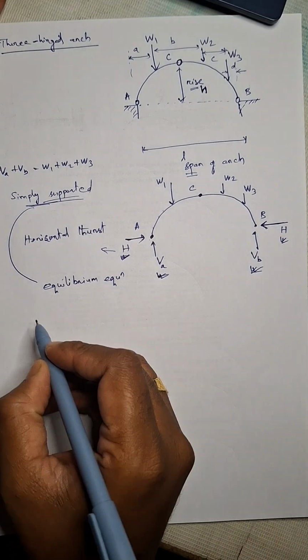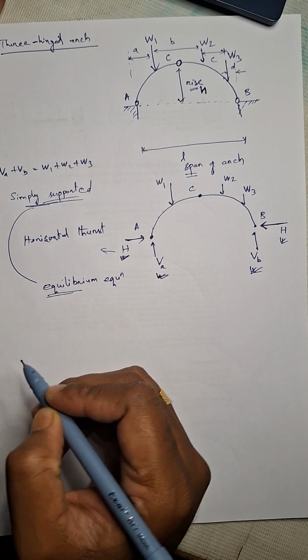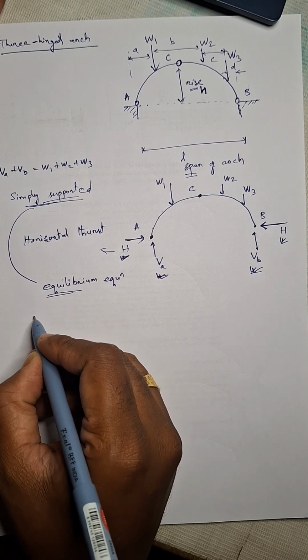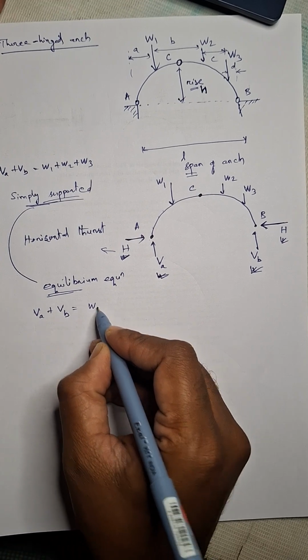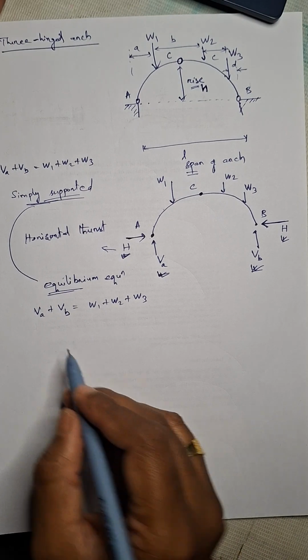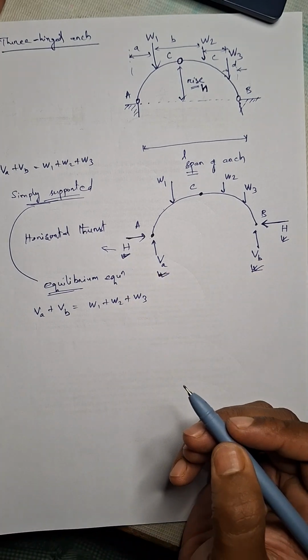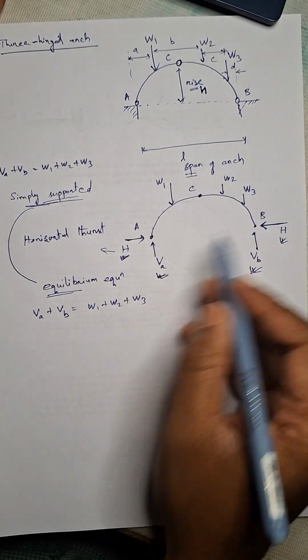Now we will find VA, VB and H by considering it as a simply supported beam. First we need to find VA and VB, so we apply equilibrium equations. Summation of all vertical forces equals 0, so VA plus VB equals W1 plus W2 plus W3. Summation of horizontal forces equals 0, H equals H. Moment about point A or point B is 0 because they are supports.